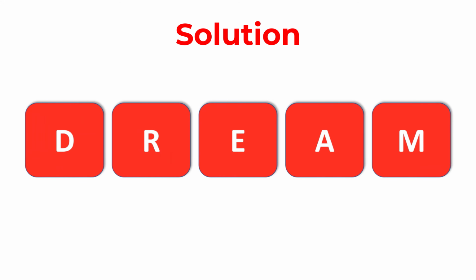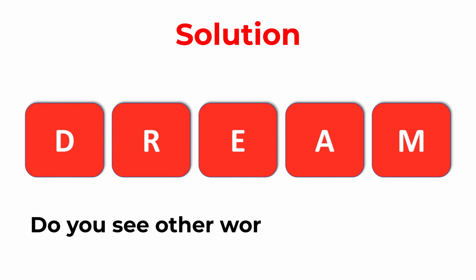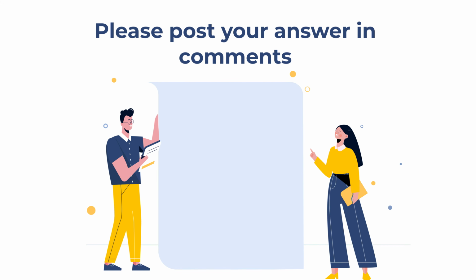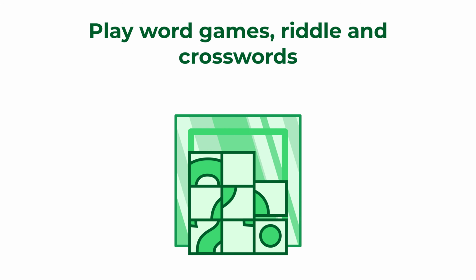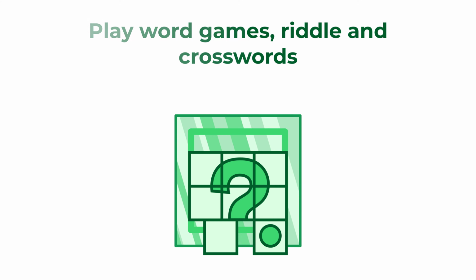The solution to this challenge is the word dream, which is spelled as D, R, E, A, and M. Do you see any other solutions to this challenge? Make sure to post any other words that you discovered in the comments of this video. And if you're trying to get ready for the test, make sure to play word games, read a lot, and practice crosswords and puzzles.